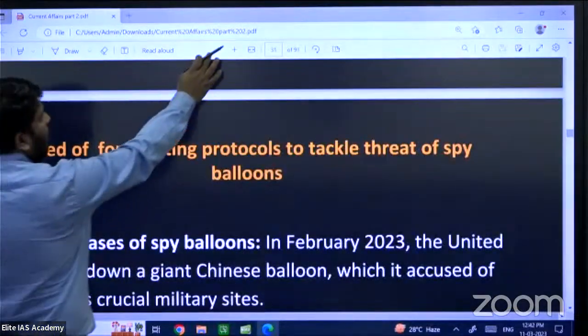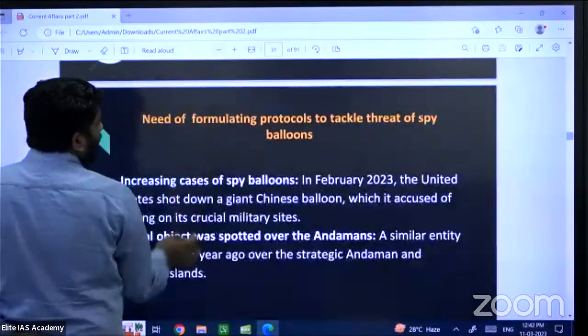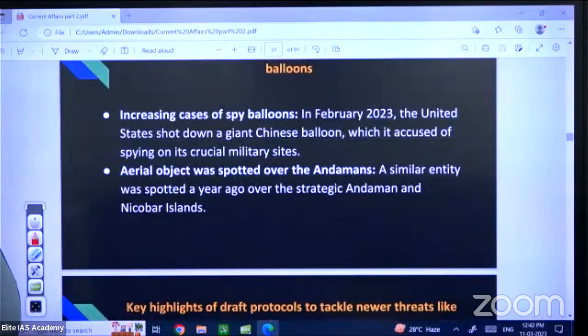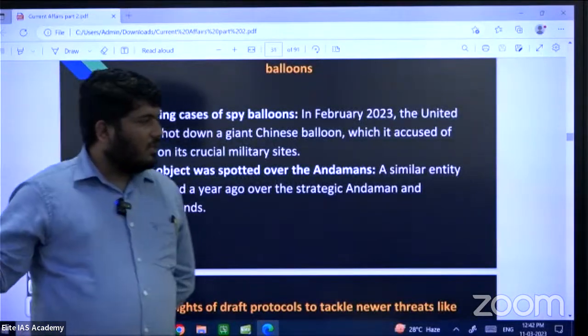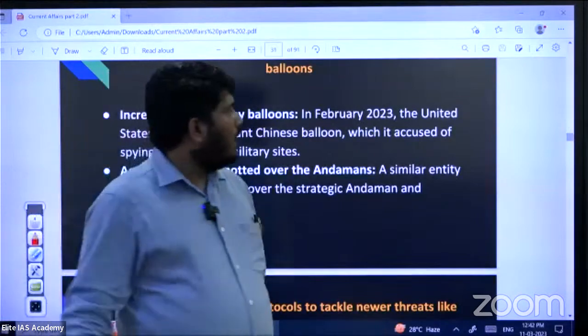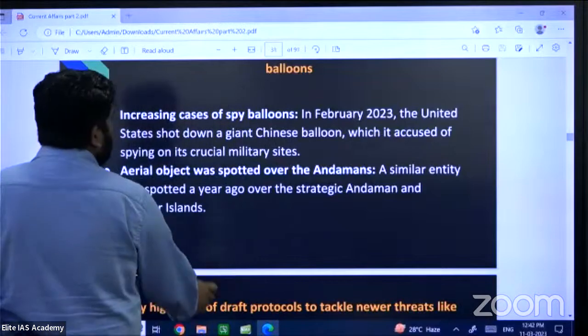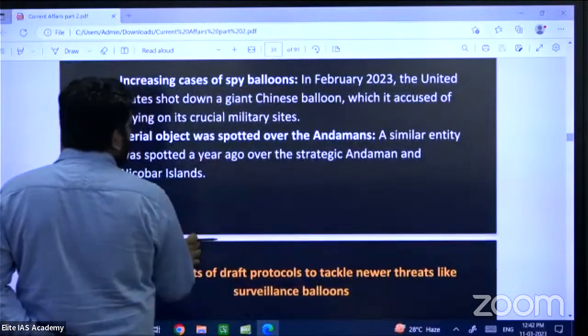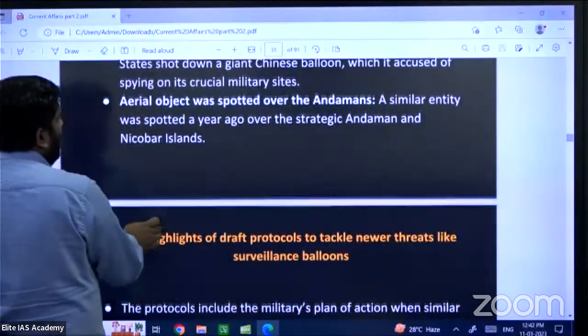Now, what is the need for formulating a protocol? There is an increasing number of spy balloon cases. Nowadays, this is increasing slowly, so we need to formulate a law against this. An aerial object was spotted over the Andaman. A similar entry was spotted a year ago over the strategic Andaman and Nicobar Islands.